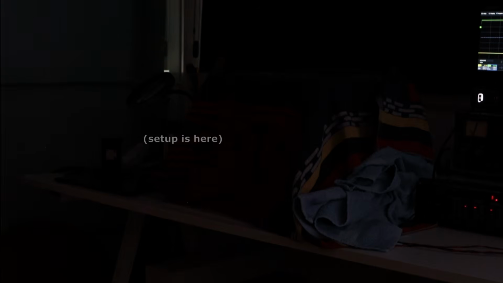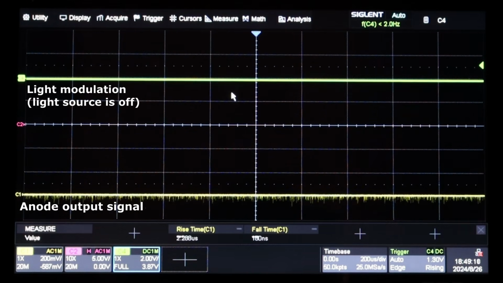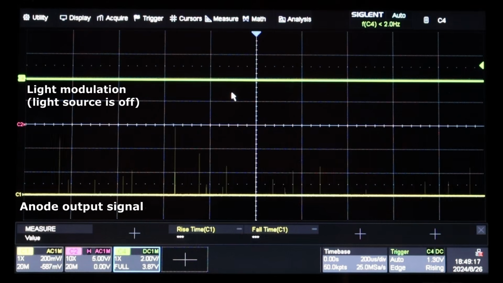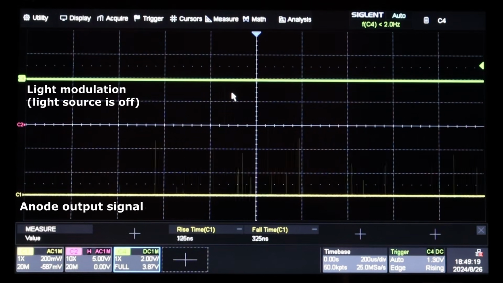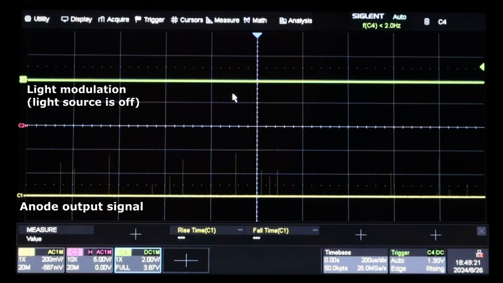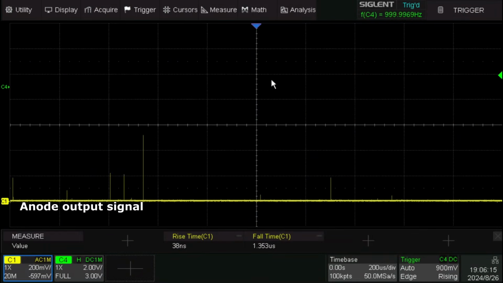Okay, here is the setup again, closed up and in the dark. The light source is currently still off, so let's apply -1 kV to the photomultiplier. And here we go. We start to observe a signal consisting of individual spikes, and these pulses are detection events from the anode, and the signal has been inverted and amplified.